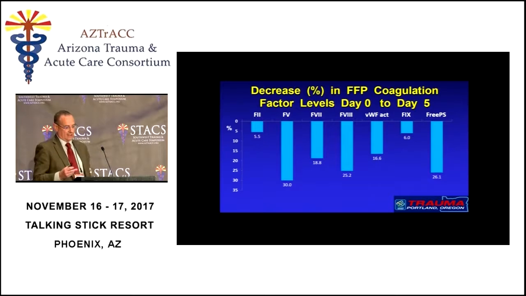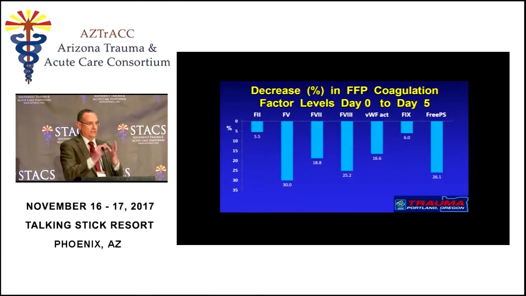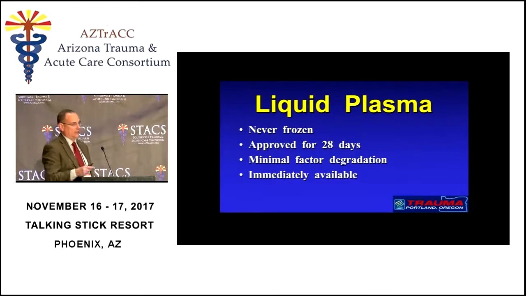Now here's the factor degradation. It's primarily factors 5 and 8. Notice that the anticoagulant factor protein S also decreases. So essentially on day 1 versus day 5, the hemostatic capacity of thawed plasma is essentially equivalent. Now this is the stuff you really want, especially if you work in a big hospital.